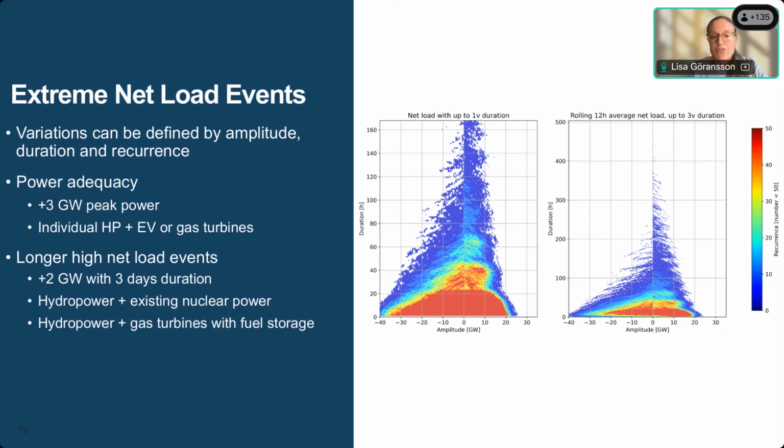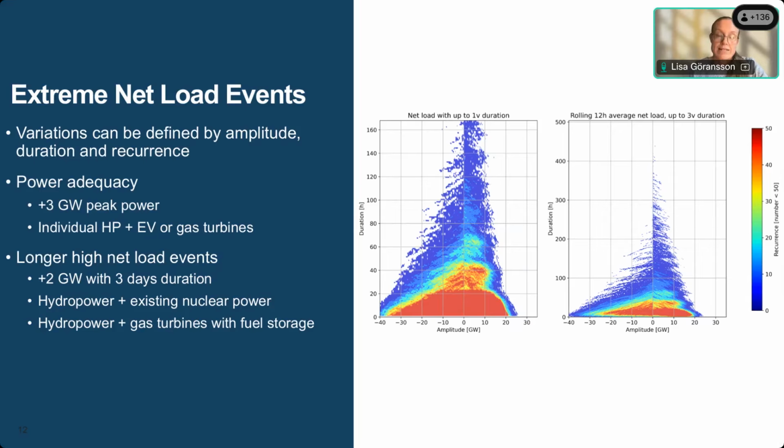And by knowing how often it happens, we can decide on how we want to prioritize between investment cost and running cost. So if something happens very seldom, then we want something with really low investment cost. So if we look at the bottom of the graph, where we look at the highest amplitudes but the shortest durations, at that peak we can see what is the peak capacity that is needed in these systems.